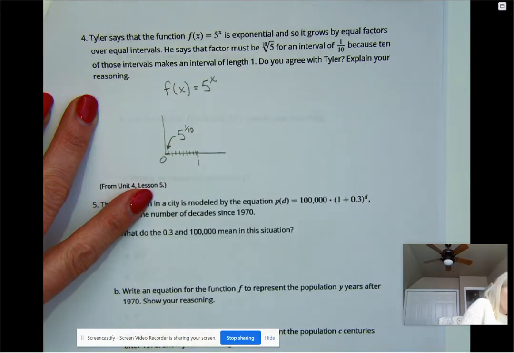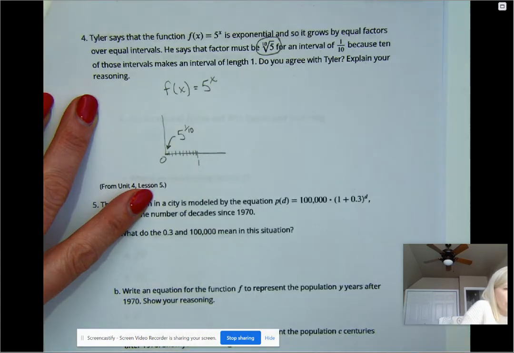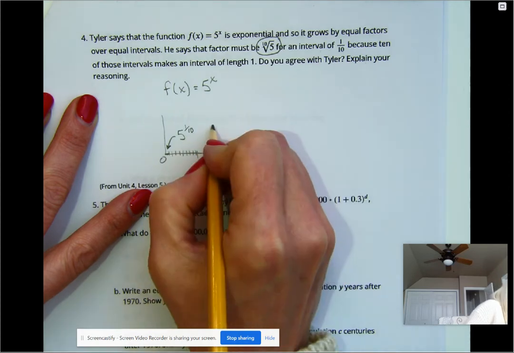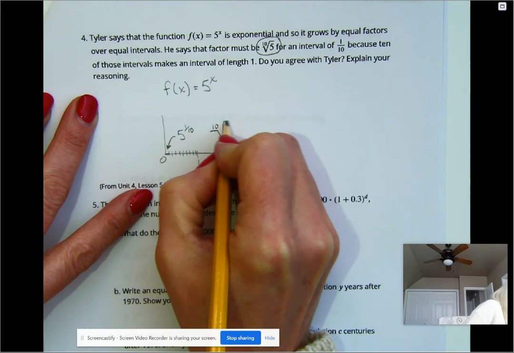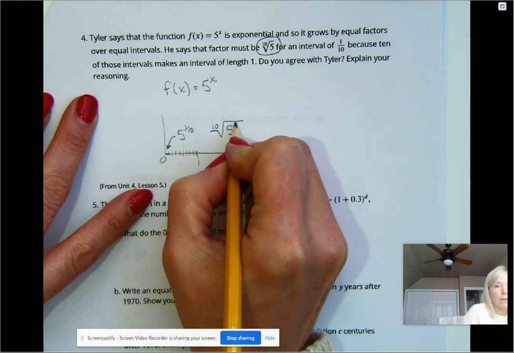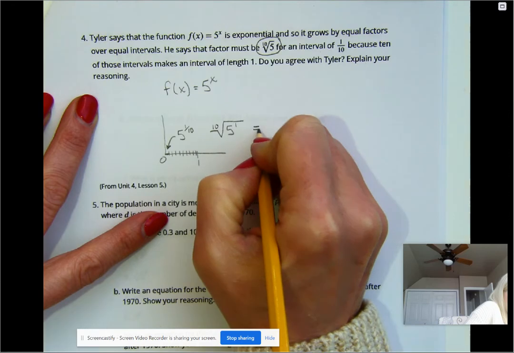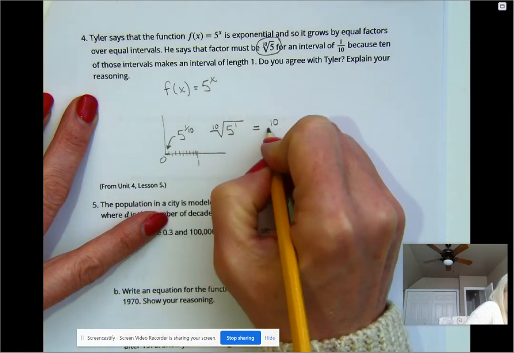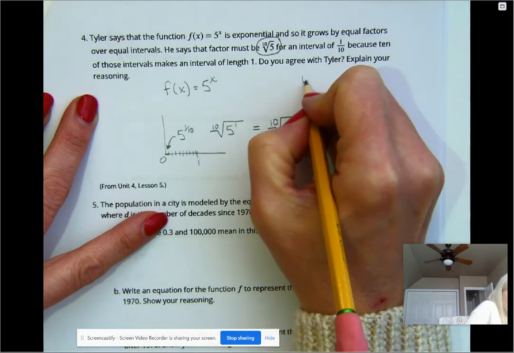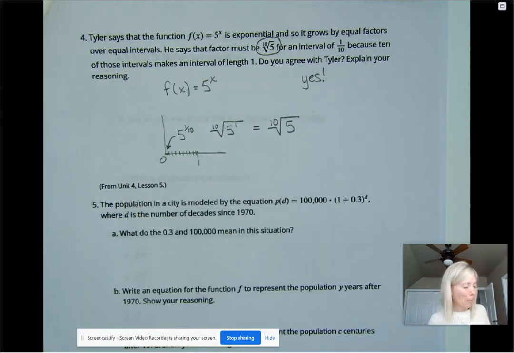And so is that equivalent to the 10th root of 5? Oh, well, when we have a fraction exponent, the denominator of the fraction is the index of the root. The base stays the same, and then the numerator is the exponent inside there. And since 5 to the first is equal to 5, this is equal to the 10th root of 5. So do I agree with Tyler? Sure do. And everything I did to get there is the reason why.